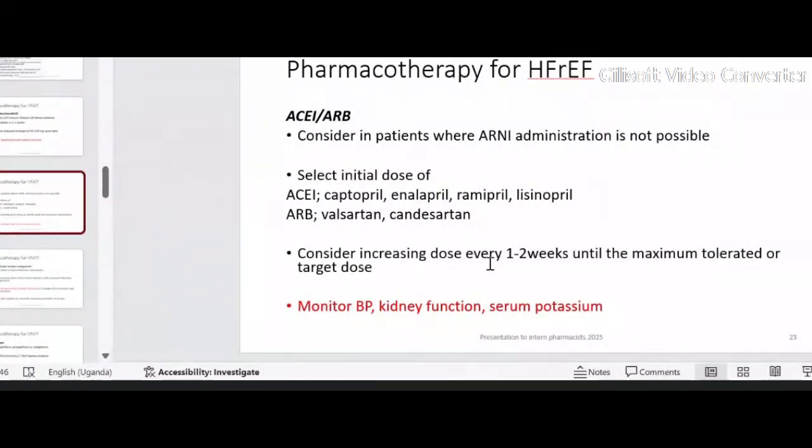You have to keep checking the patient's blood pressure because these drugs reduce BP. Again, renal function is very important. Serum potassium is also very important. Okay, increase the doses to target doses. The goal is to initiate the patient on the drug and titrate it to the dose that demonstrated benefit in what? In clinical trials.